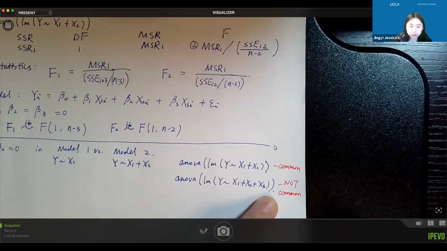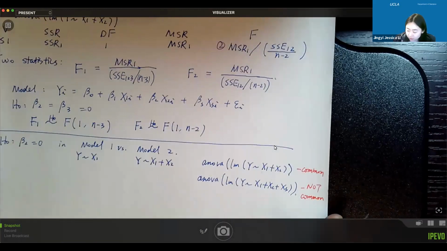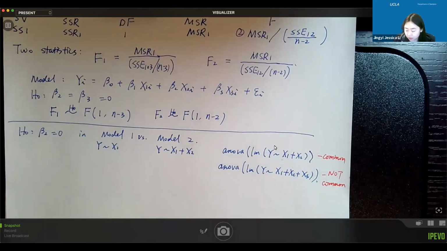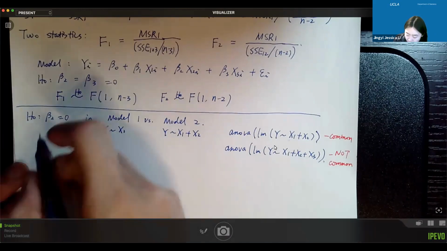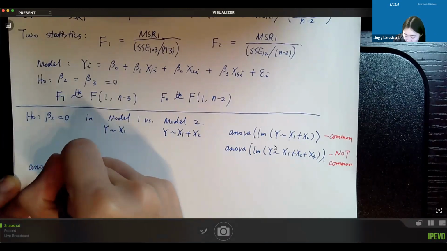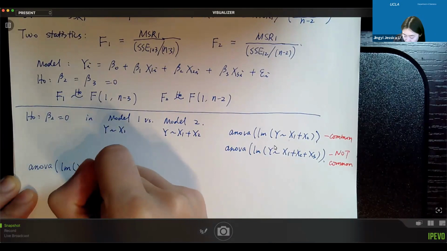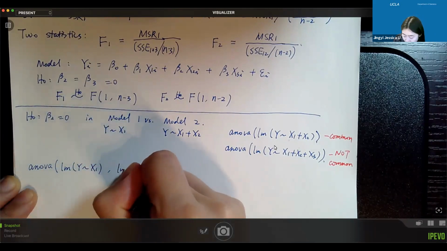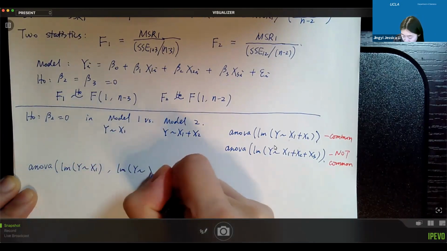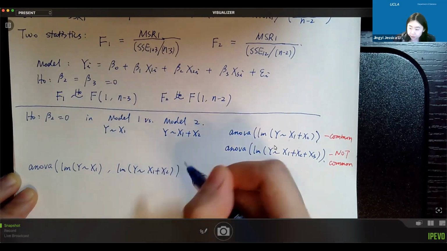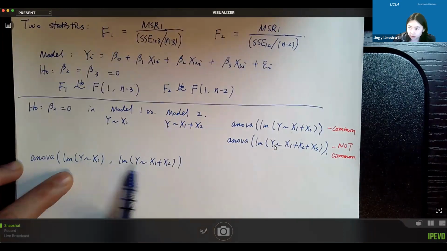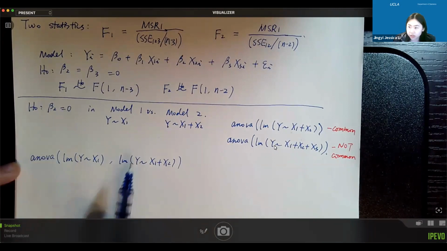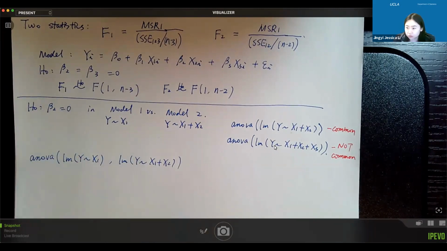So that's why I do not recommend using that hierarchical ANOVA table for your model comparison. Instead, I think it's better that you use this notation. In R, you can do ANOVA, let's say lm y tilde x1, lm y tilde x1 plus x2. So you directly put the two models you want to compare against each other into the ANOVA function instead of running the hierarchical ANOVA to get a result. This would be what I recommend that you do.